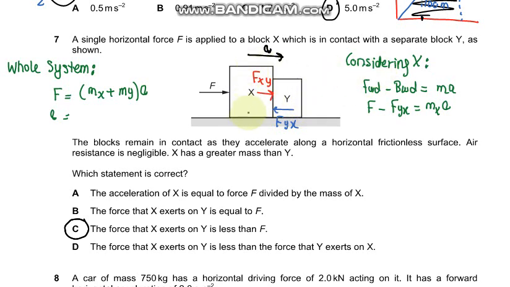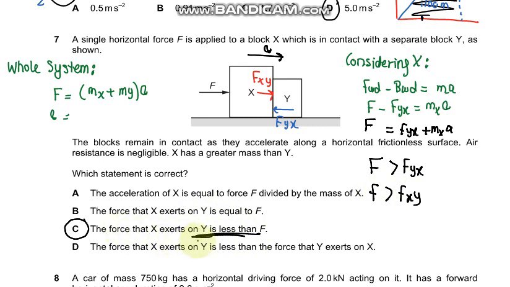So considering only x, we get forward minus backward equals ma. Forward force is F, the backward force is the force of y on x, so that is F minus Fyx equals mxa. So we can deduce from here that the overall force F equals Fyx plus mxa. That means that F is greater than Fyx and that must also be greater than Fxy. So C must be the appropriate answer, that x exerts on y a force less than F.